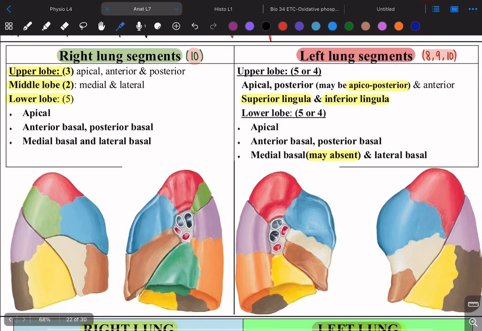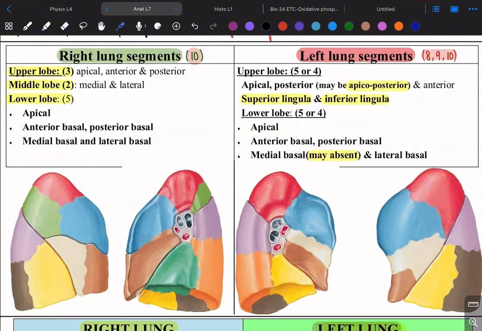So for the right segments we have 10. That's what we need to remember. They're fixed at 10, they don't change. For the left they're different. Sometimes they're 8, sometimes they're 9, and sometimes they're 10. So all we need to know is that the right are 10 and the left change. They're either 8, 9 or 10. Okay? Why do they change?